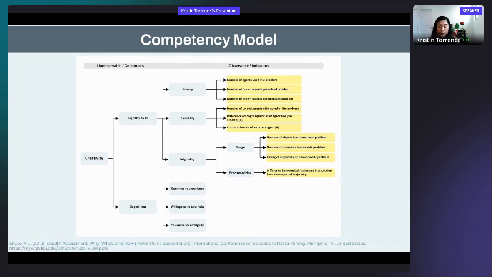And, of course, the more and more data that the system collects through learner interactions within the game, the more robust these predictions become because there's more data to support and base these inferences on.